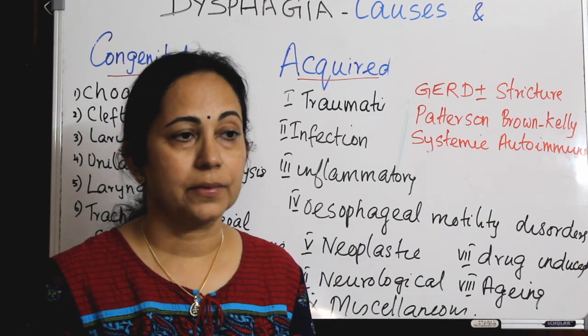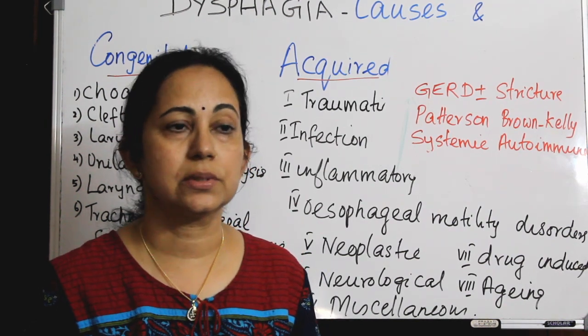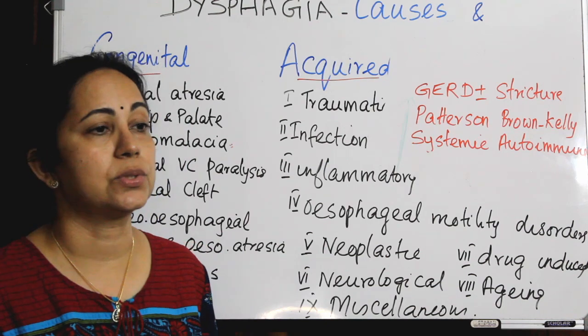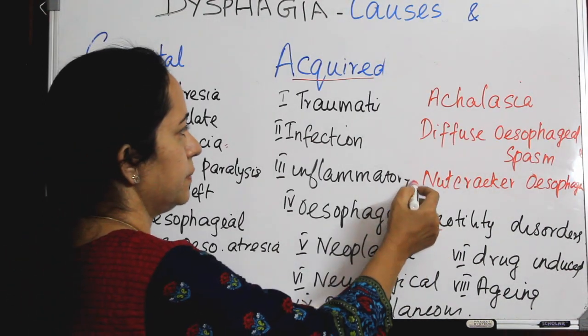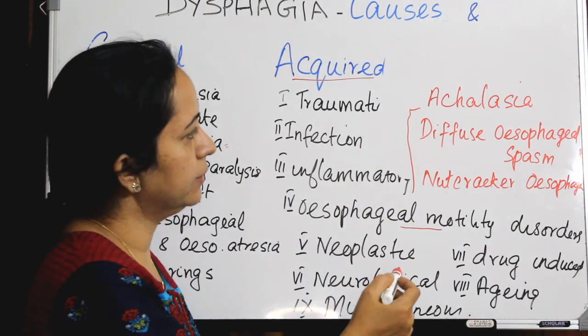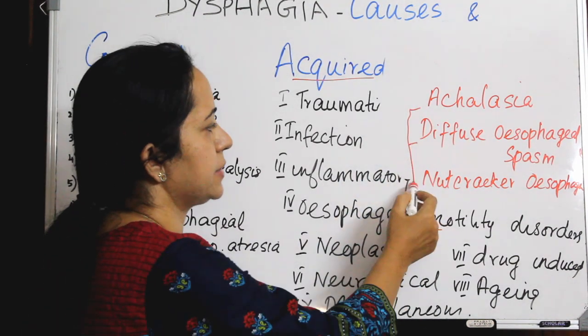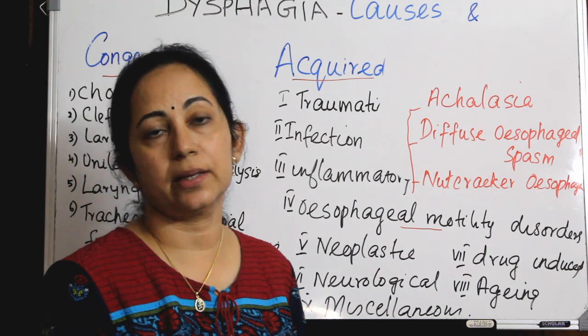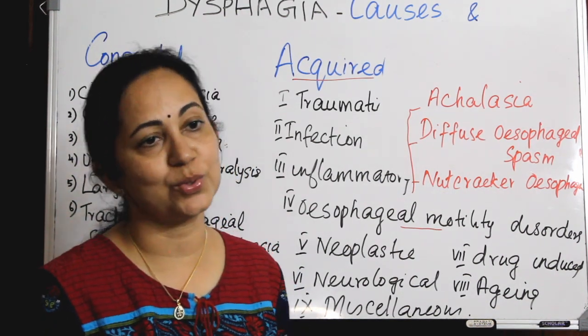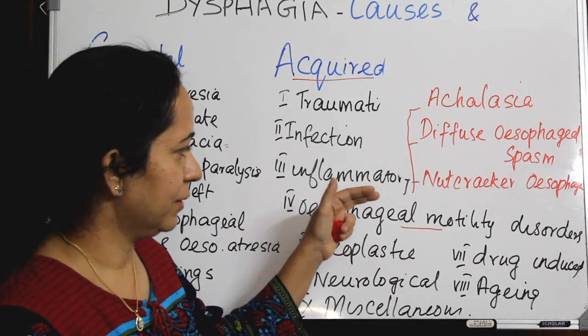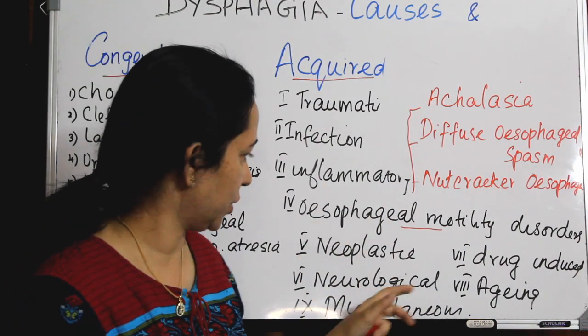Then SLE, systemic lupus erythematosus. Multiple connective tissue disorders, rheumatoid arthritis, and in esophageal motility disorders mainly comes achalasia cardia, diffuse esophageal spasm and nutcracker esophagus. All these are important in theory and also in clinical practice under esophageal motility disorders.